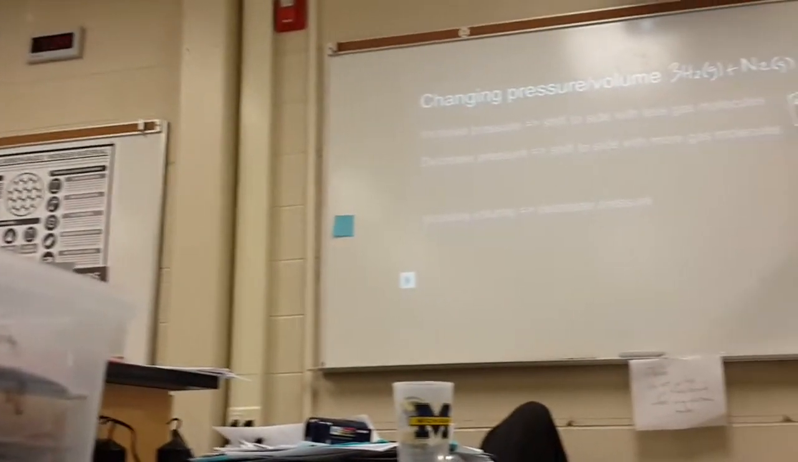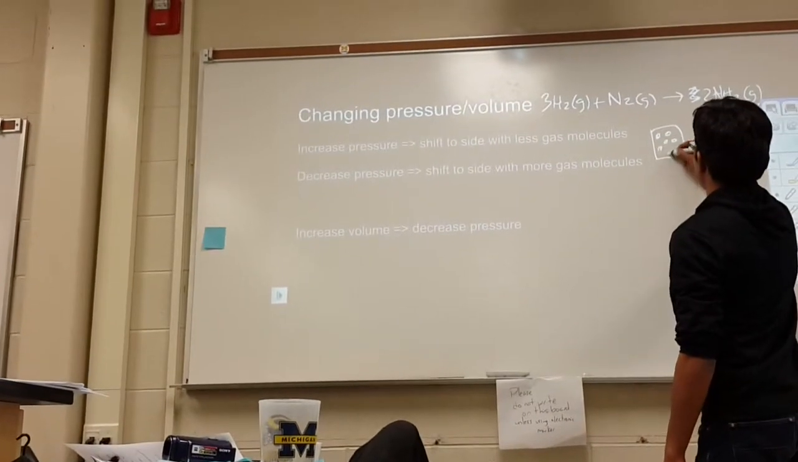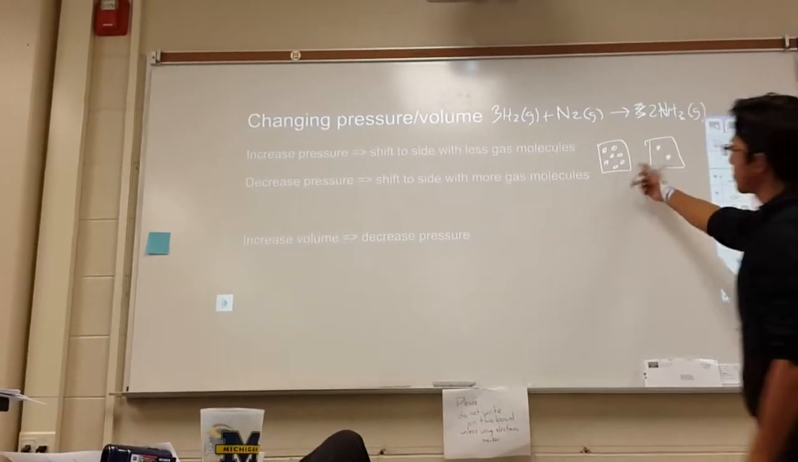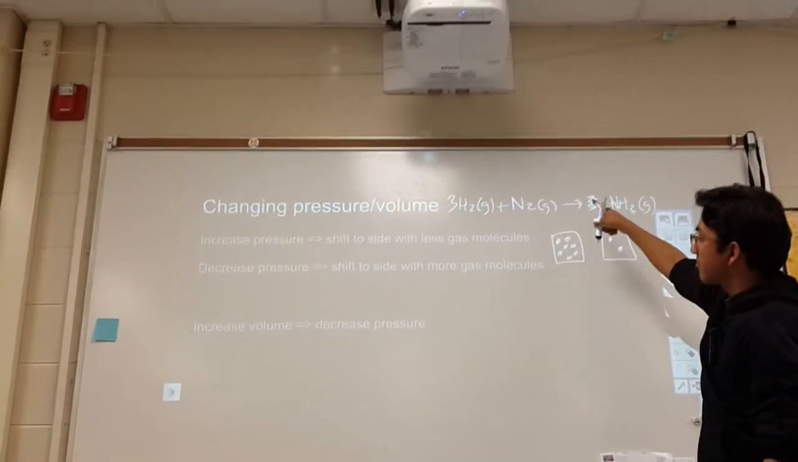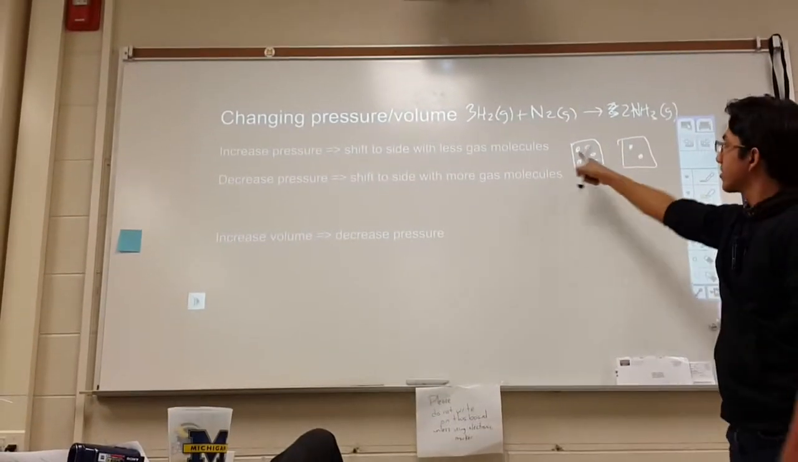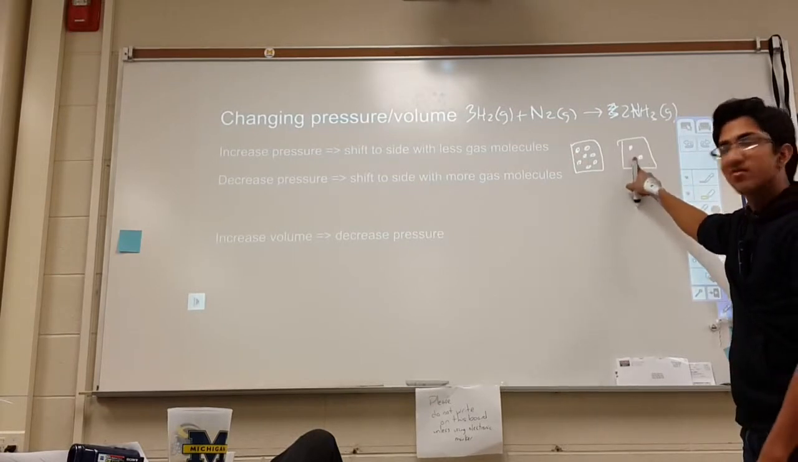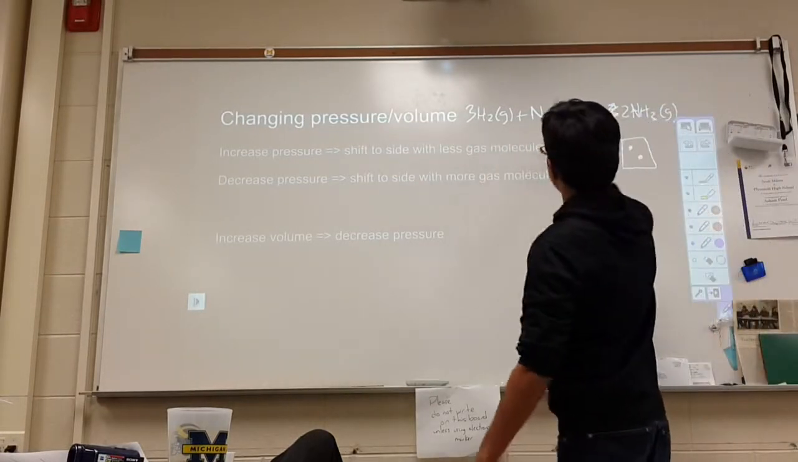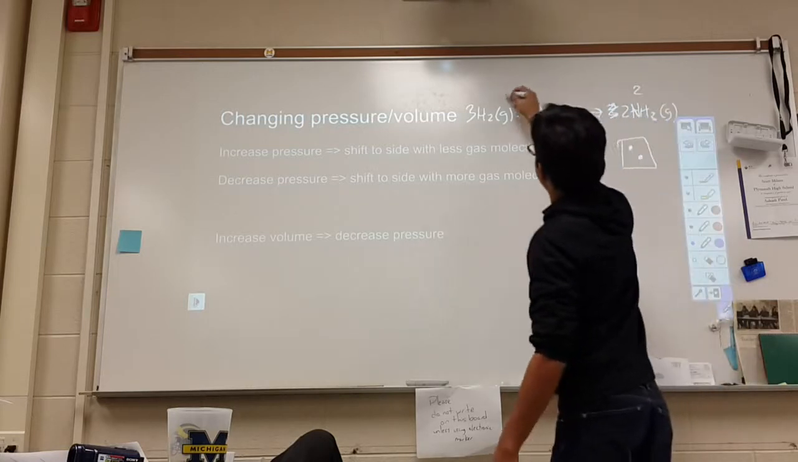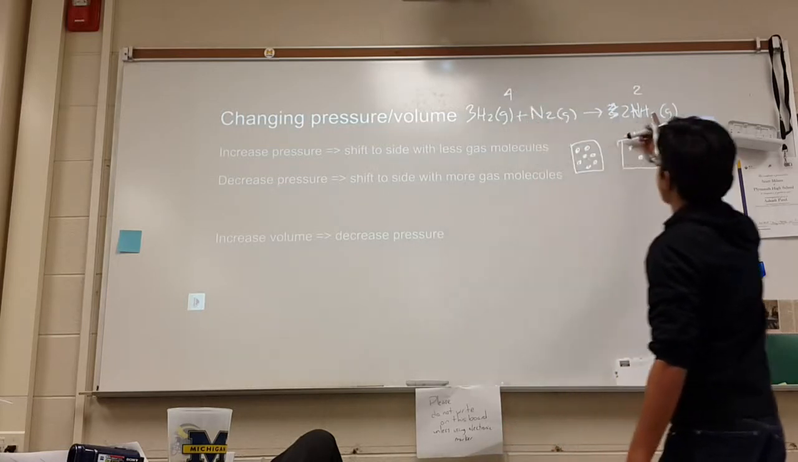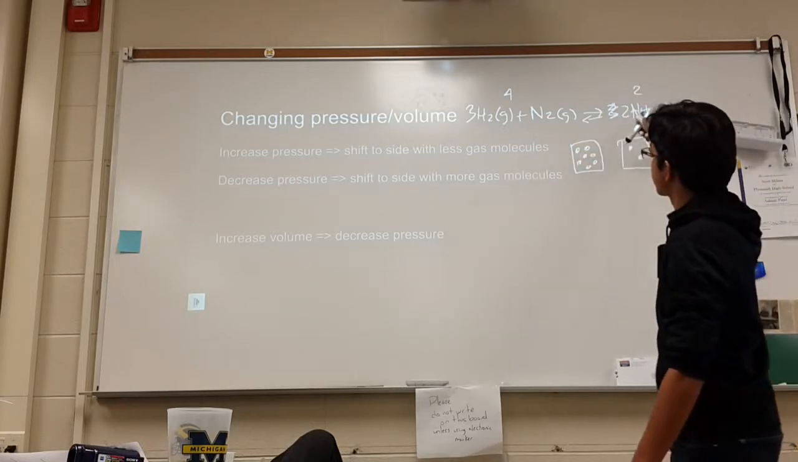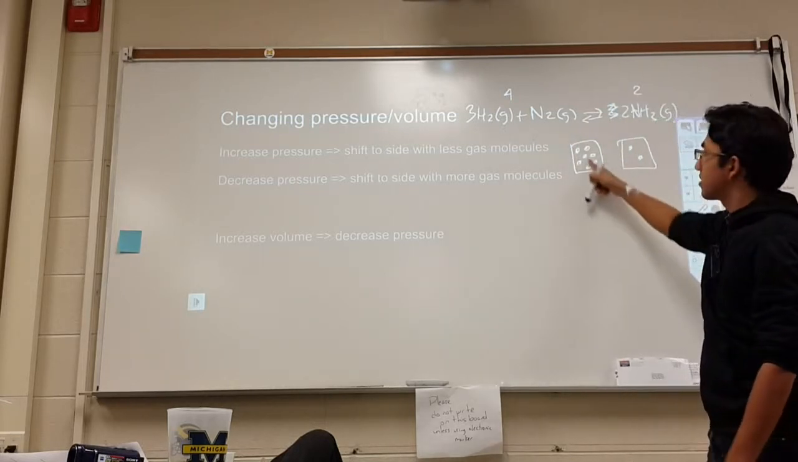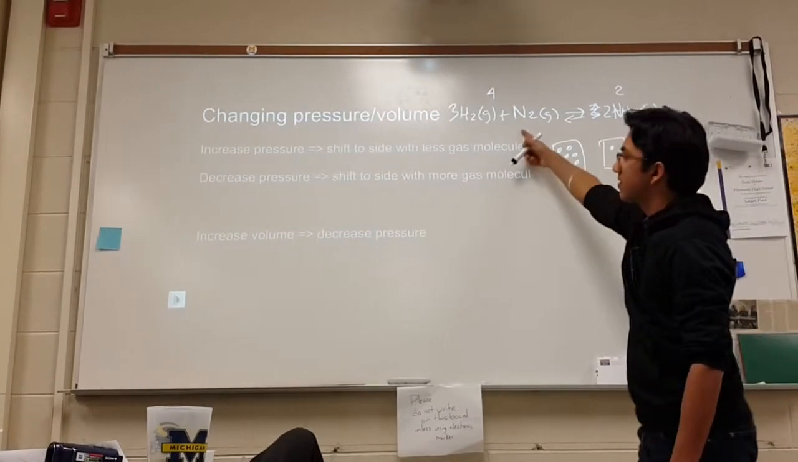For the most part, yeah. Let's say I have these two containers, and this one has a ton of stuff in it, and this one has very little stuff. Which one has more pressure? This one, right? So if I increase the pressure, I want to get rid of that pressure, so I'm going to try to make less molecules. For this reaction, if I increase the pressure, this side only has 2, this side has 4. So an increase in pressure will shift to the right, and I'll make more NH3. If I decrease pressure, I'm going to want to make more molecules, so I'm going to shift to the left.